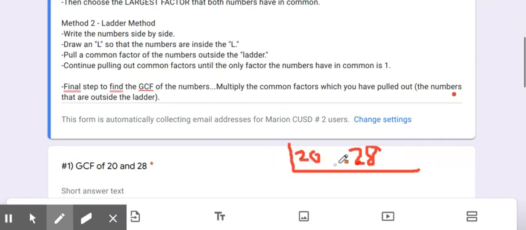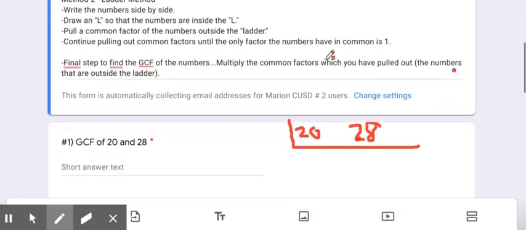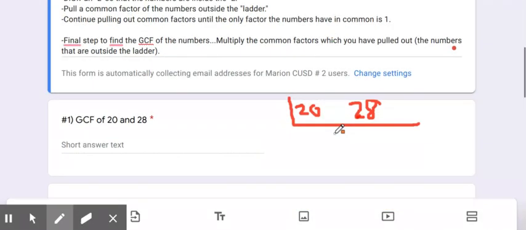So I have 20 and 28. What is a common factor of 20 and 28? Remember, a factor is a number that divides evenly into another number. Well, the first thing I would tell you to look for is, are these numbers even? And you would say yes, right? They are even. 20 is even, 28 is even. And we know that 2 is a factor of all even numbers. So I know that I can pull out a 2 because 2 is a factor of these numbers.